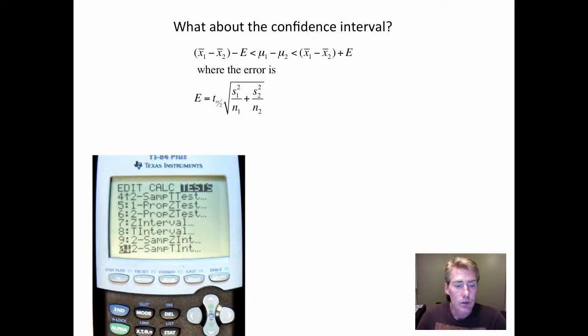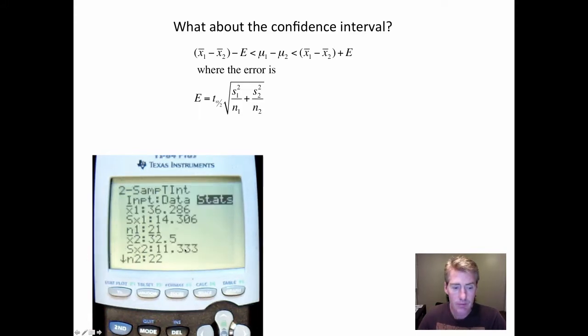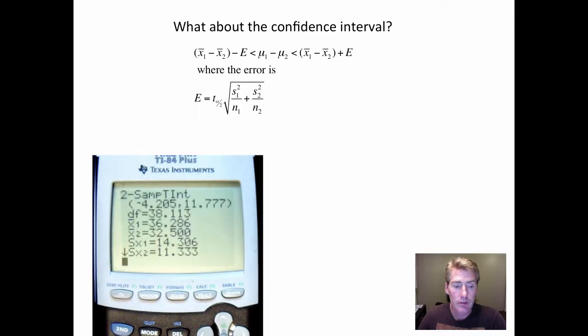So you go to test, but then scroll down to where it says intervals, and this one needs to be a t interval. Once again, just type in the data. And here is the confidence interval.